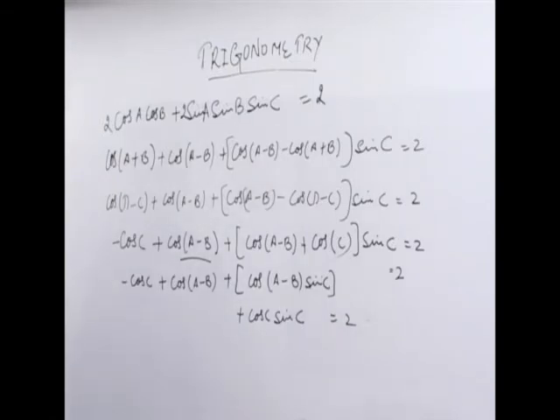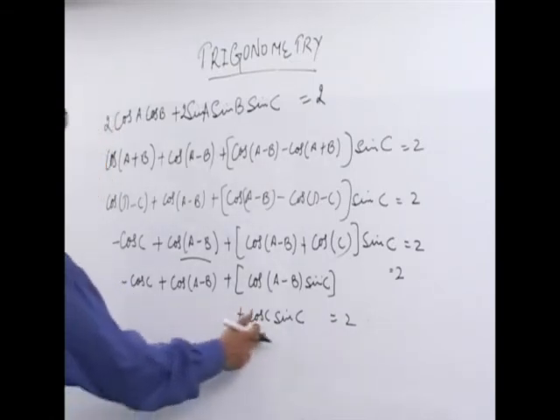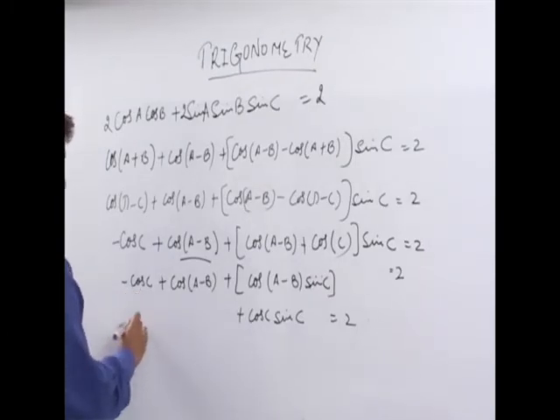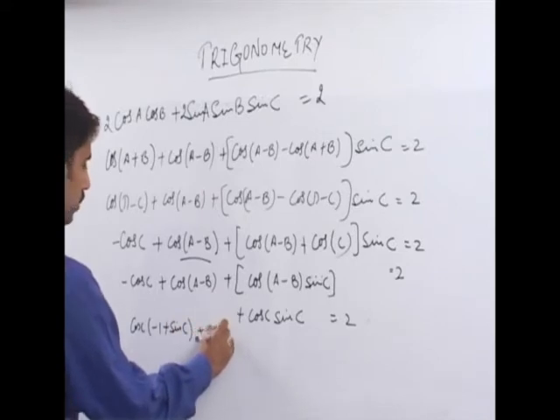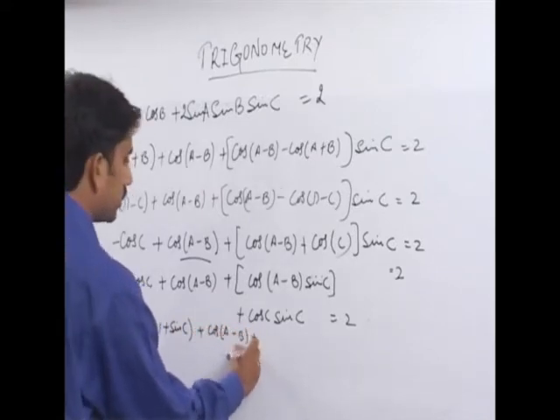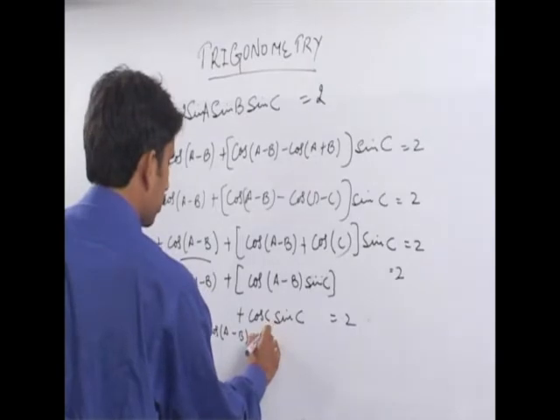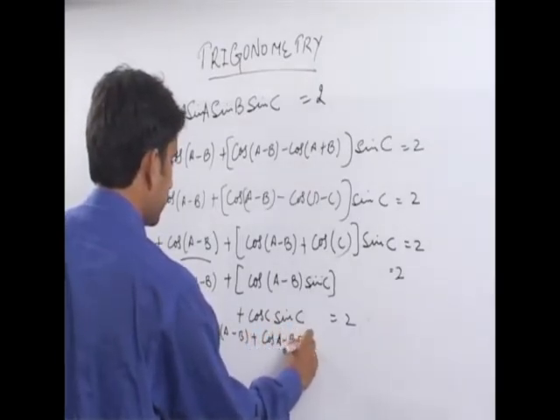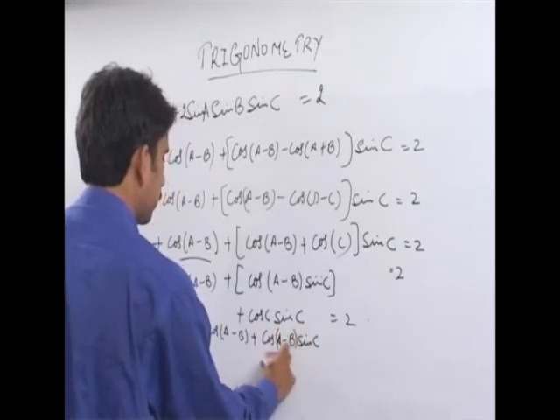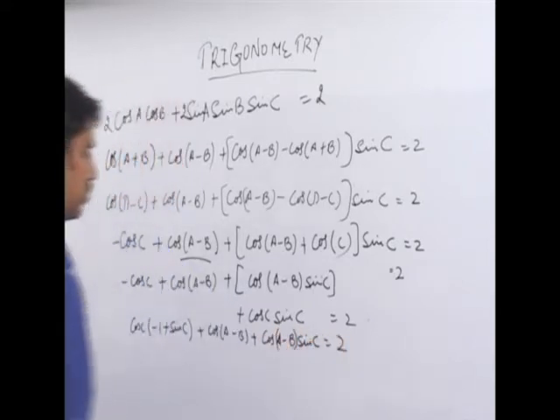Now when you take common from here, you will get cos C is equal to minus 1 plus sin C plus cos of A minus B, plus cos of A minus B sin C is equal to 2.